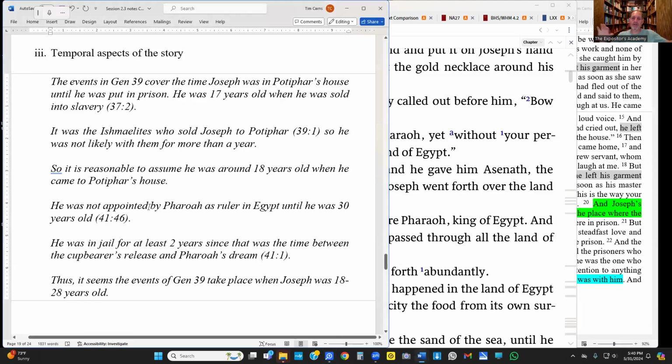So you notice here, we have to go outside the chapter in order to get more details about the timing. And that's pretty common, right? When you're doing narratives, especially if they're sequential, you need to take note of what's mentioned outside of the particular story, before and after, to get an idea of when the story took place. All right, so the setting as far as time is when Joseph is around 18 to 28 years old.